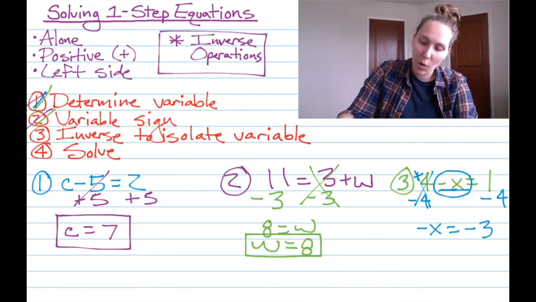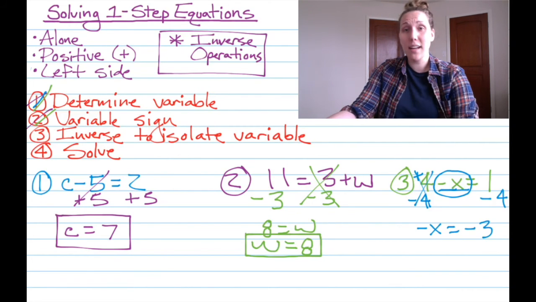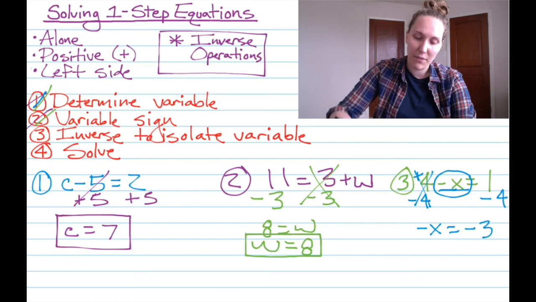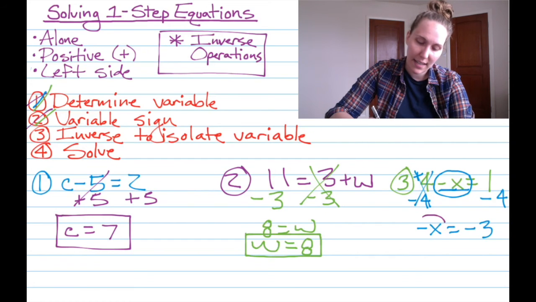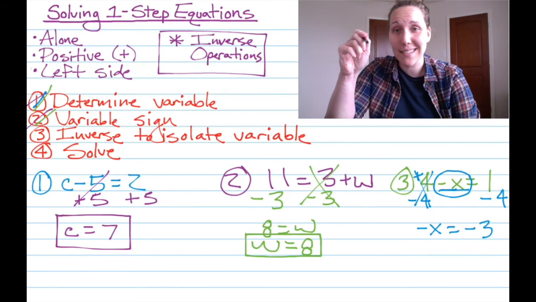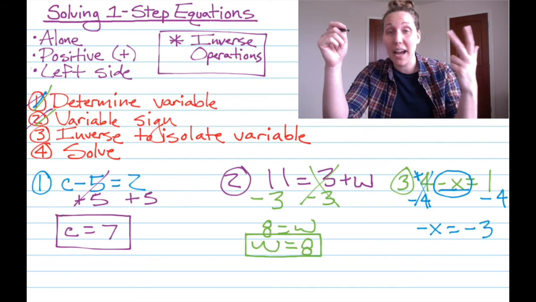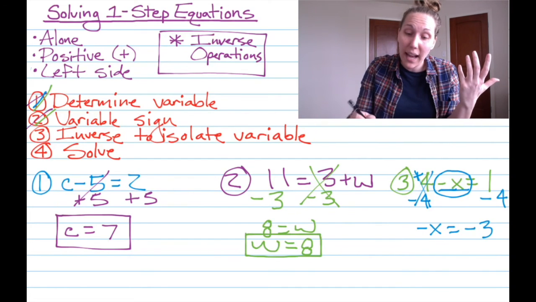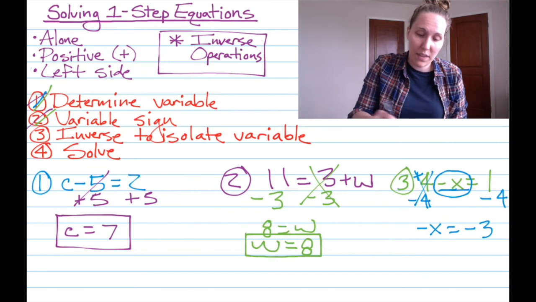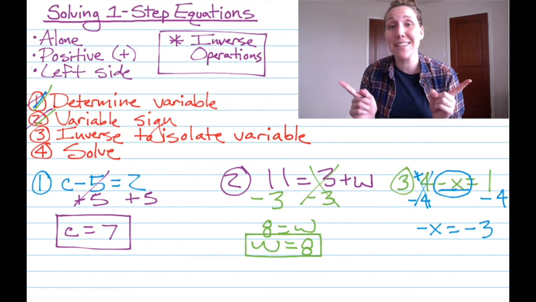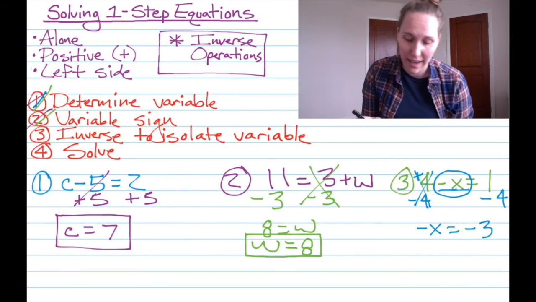Okay, so now, am I done? I have to ask myself my first 3 questions. That's how I'm going to test it. Is x alone? It is. Is it positive? It is not. It's a negative x. It has to be alone, positive on the left side. It's alone and it's on the left side. There's nothing hanging out over here with it and it's on the left side, but it is not positive, so we are not done, okay?